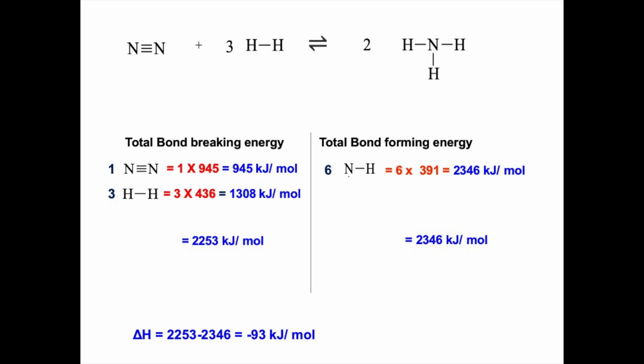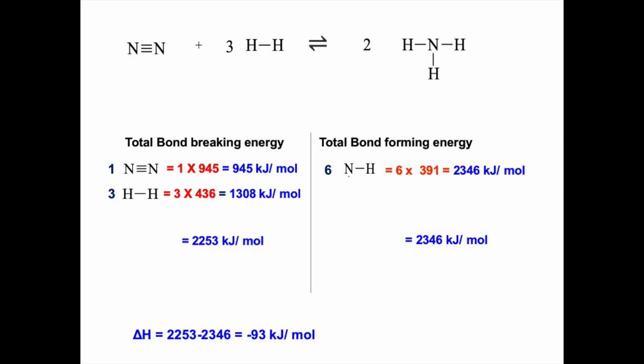The bond forming energy is 6 lots of 391, because there are 6 NH bonds. Remember, there are 2 ammonia molecules with 3 NH bonds in an ammonia molecule. You've got 2 ammonia molecules, so therefore there are 6 NHs, which is 6 times 391. That gives us a bond forming energy of 2346 kilojoules per mole.